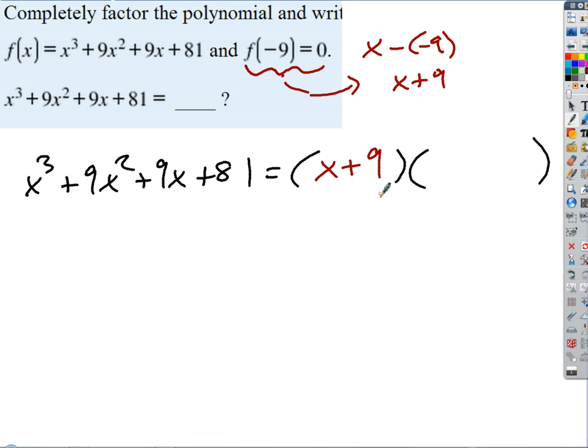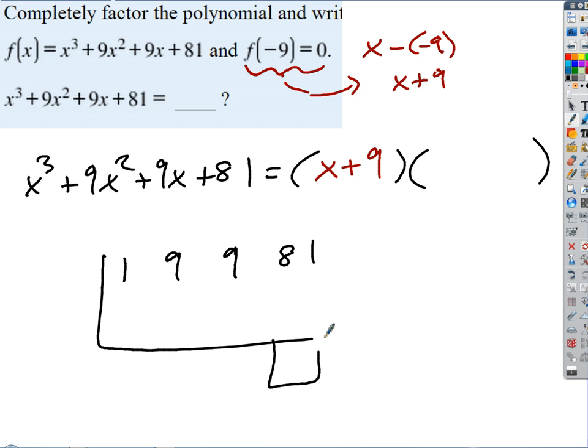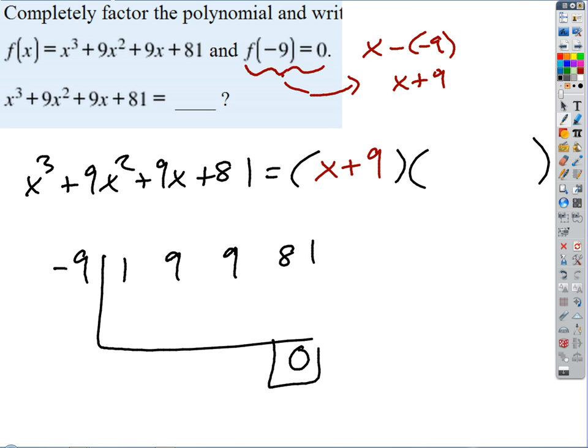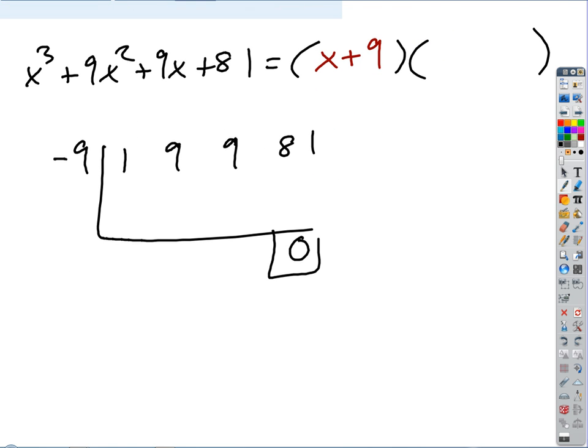Divide, sure, I'll just use synthetic division. I would know that the other one is going to be what I get when I divide the polynomial by x plus 9, right? So all we have to do is this. 1, 9, 9, 81. What's the number that goes out front? -9. What goes in there? 0. Because we know it's a factor. That's a 0, right? And then we just need to find what these coefficients are. So I bring the 1 down.